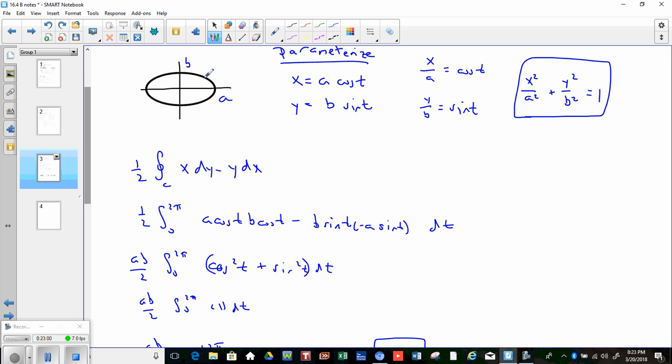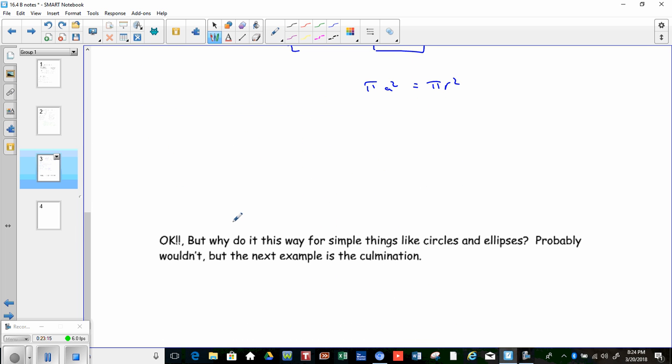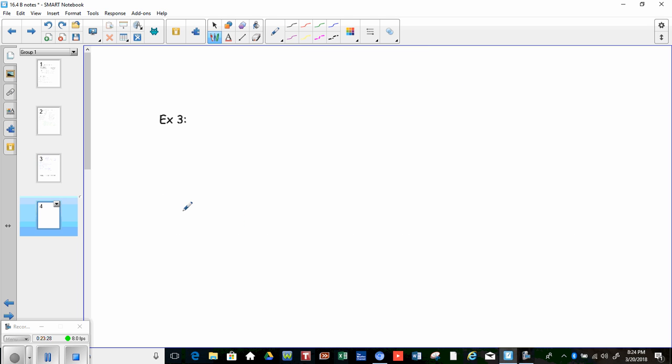And remember, to do this, we had to be positively oriented, which we were, because we were going from 0 to 2 pi. And we did that on the last problem as well. All right, so down at the bottom of your page, this is really the question. Why do it this way for simple things like circles and ellipses? Because we have much easier ways to find areas of circles and ellipses than this. And you probably wouldn't. The next example, however, is really the culmination of everything.